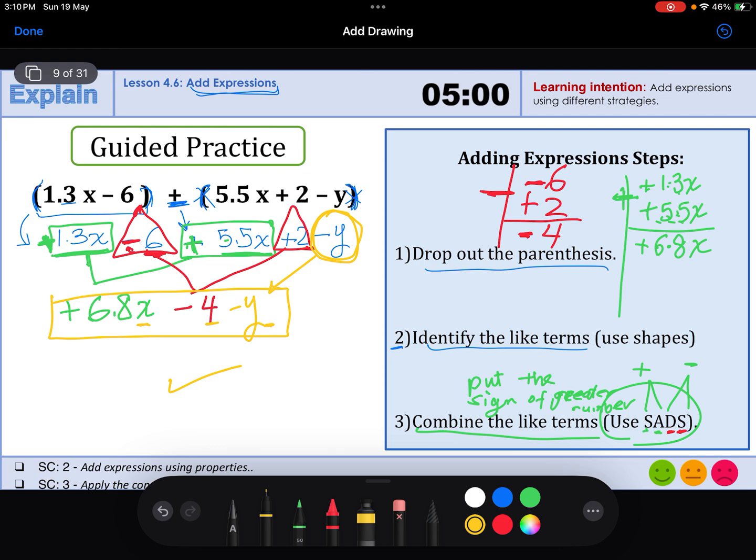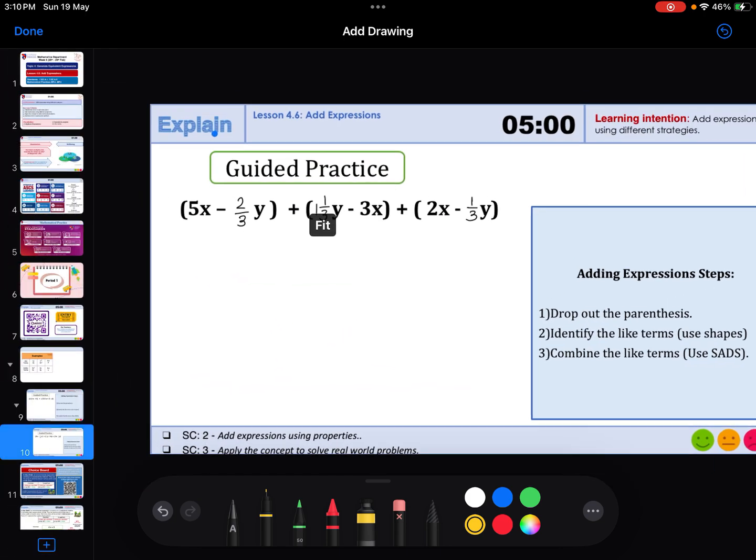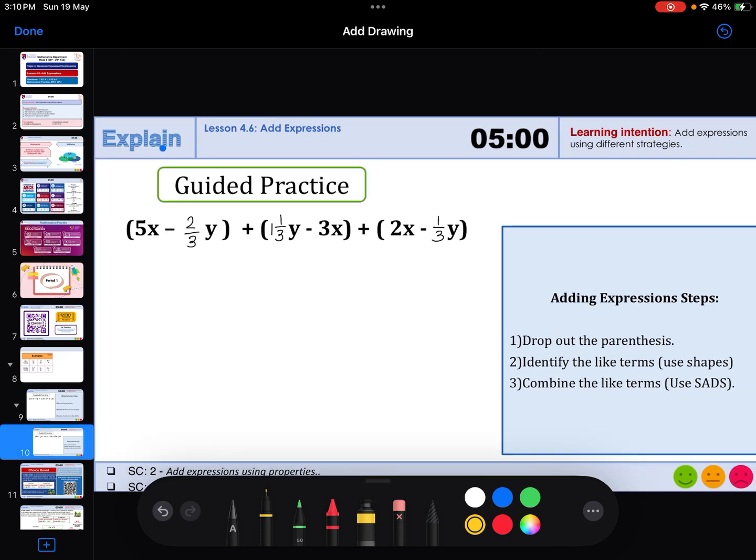Let's take another example. Okay. So here we have three expressions. We need to try to add the like terms in these expressions. Starting with the first one. First step is basically what? Drop out the parentheses. I'm just gonna write all expressions without the parentheses.